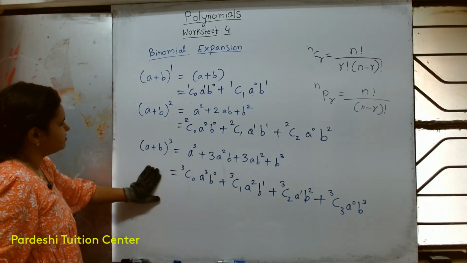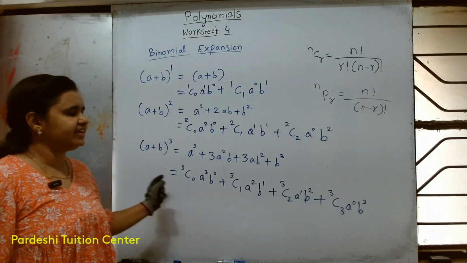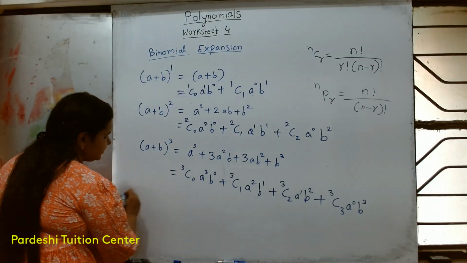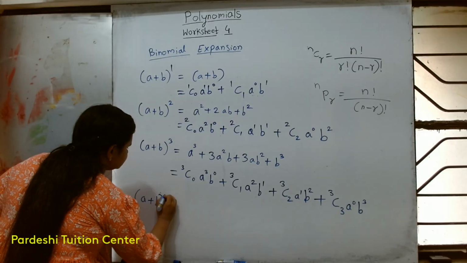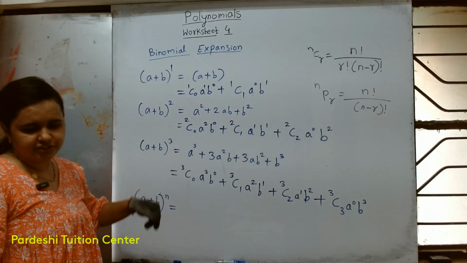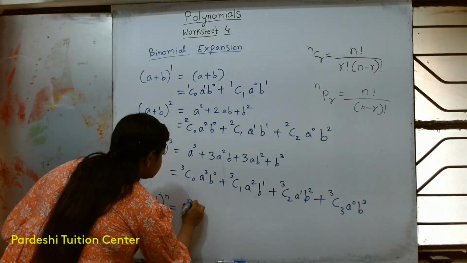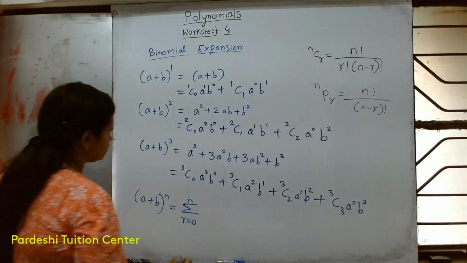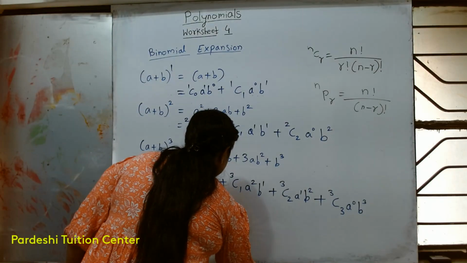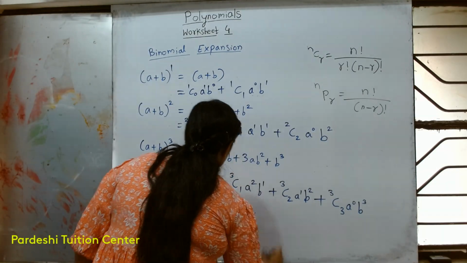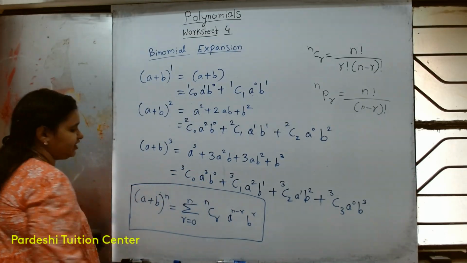Now you can also calculate for a plus b to the power 4, a plus b to the power 5 like this, okay. So we can write the formula of a plus b to the power of n, okay. If I take the power as n, it will be the common formula, the general formula for binomial expansion.